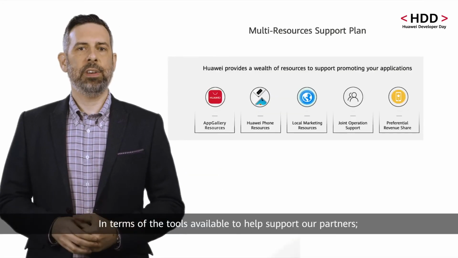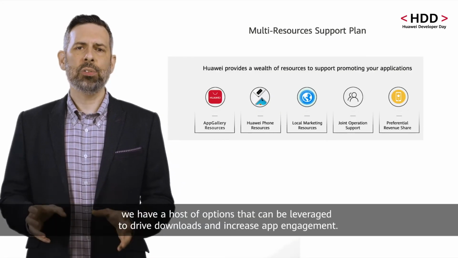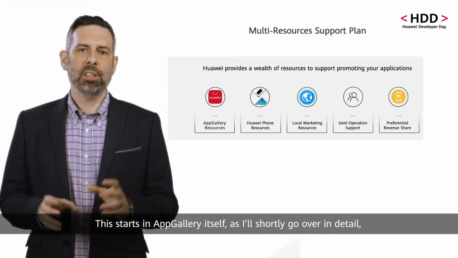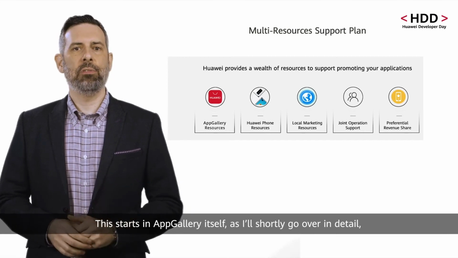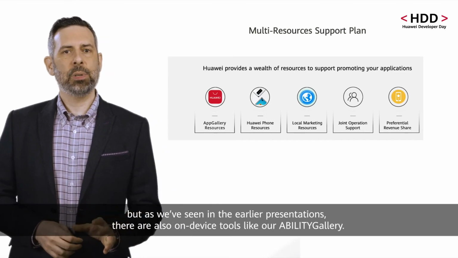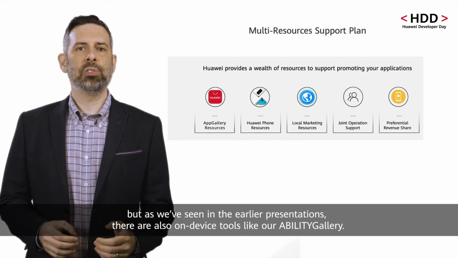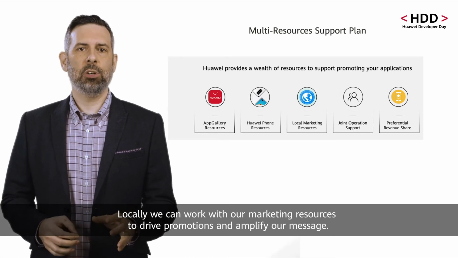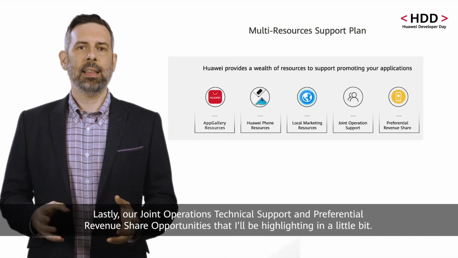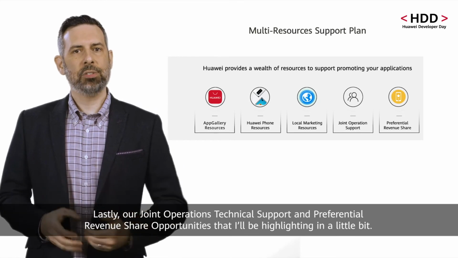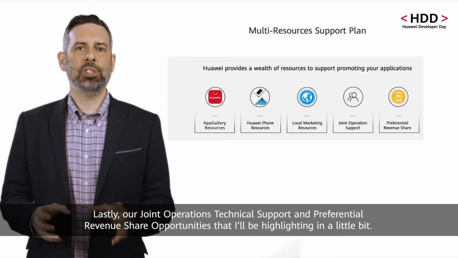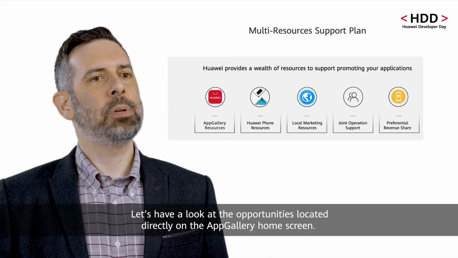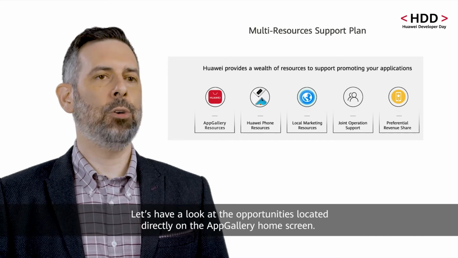In terms of the tools available to help support our partners, we have a host of options that can be leveraged to drive downloads and increase app engagement. This starts in App Gallery itself, as I'll shortly go over in detail. But as we've seen in earlier presentations, there are also on-device tools like our Ability Gallery. Locally, we can work with marketing resources to drive promotions and amplify our message. Lastly, we have our joint operation technical support and preferential revenue share opportunities that I'll be highlighting in a little bit.